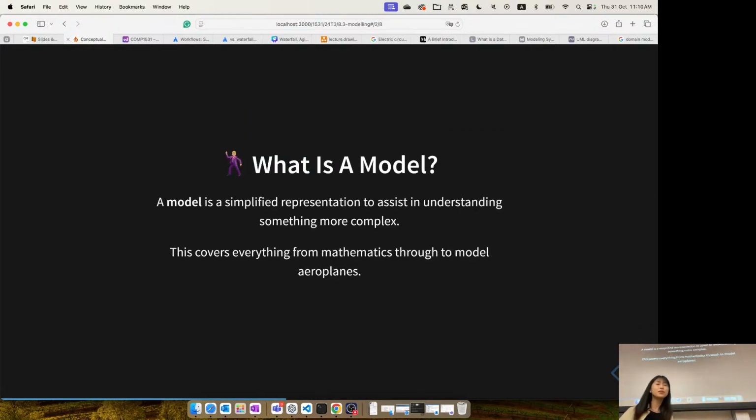So a model is a simplified representation to assist in understanding something that is more complex. When we use natural language to describe, for example, a software system, for example, a to-do list, again we'll use that example. You may describe this to-do list system as: a user can add a new to-do item, they can delete a to-do item, they can tick a to-do list item as completed, right? So we can use natural language to describe this system.